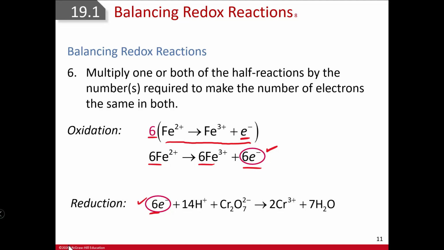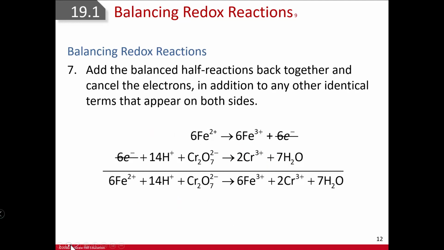Because there's 6 on the product side here and 6 on the reactant side here, they cancel each other out, and now we can add the 2 equations together. So when we do that, that's what this slide is showing. The electrons are gone, they cancel each other out. We transfer what's up here to our reactant side, and then we transfer what's on the product side down here. And this should be balanced.